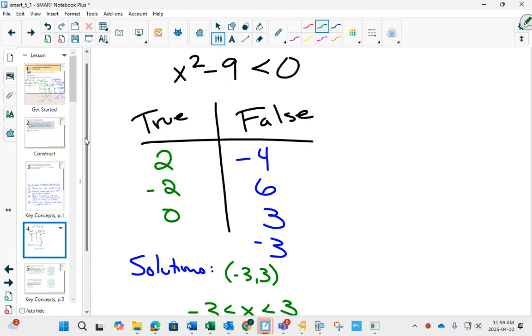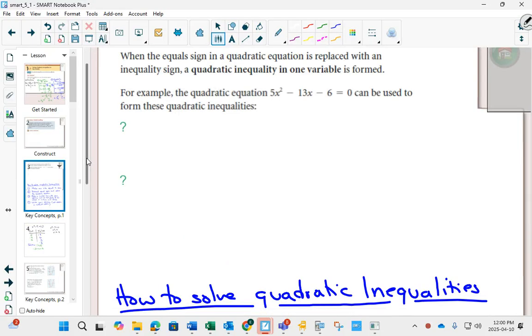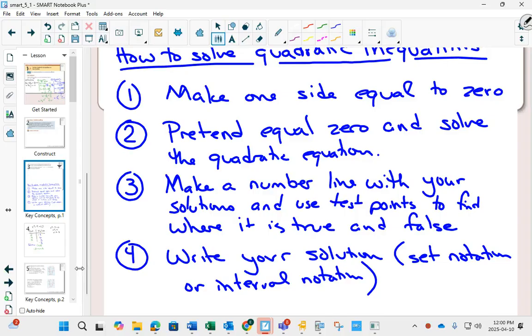Step 1 says make one side equal to 0, already done. Temporarily pretend it is equal to 0, and solve. Probably if you solve this, most of you would move the 9 over and square root both sides and remember the plus or minus 3. And the plus or minus 3 is important, right? Because that's where it was equal to 0. That's where it changes.